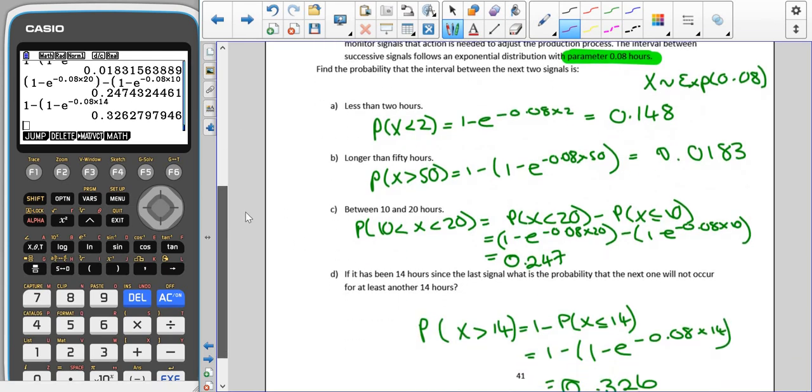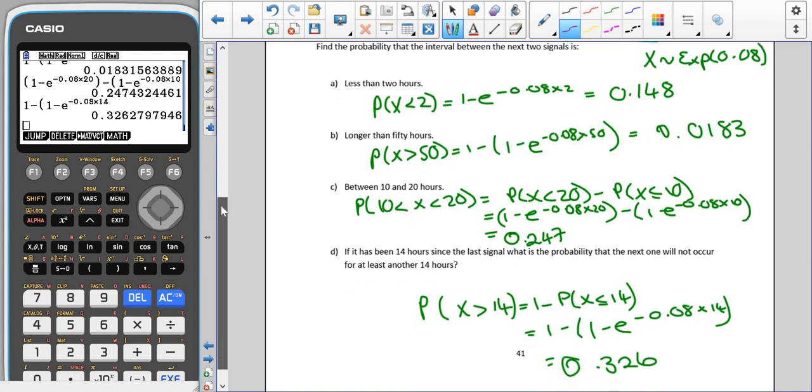Then for part C, between 10 and 20 hours, so again it doesn't say inclusively, but that wouldn't make a difference. So we've got the probability of x being less than 20 minus the probability of x being less than or equal to 10, which gives us 1 minus e to the minus 0.08 times 20 minus 1 minus e to the minus 0.08 times 10, which again you can still see in my calculator here, which gave me 0.247.